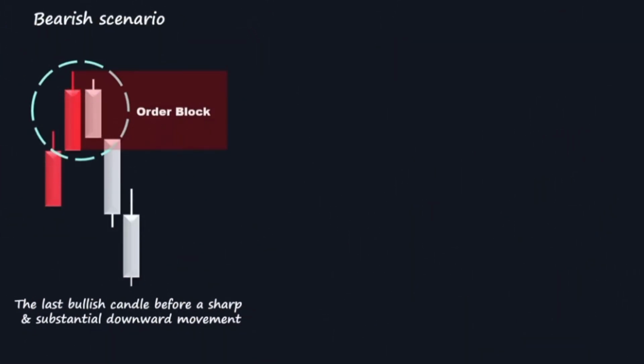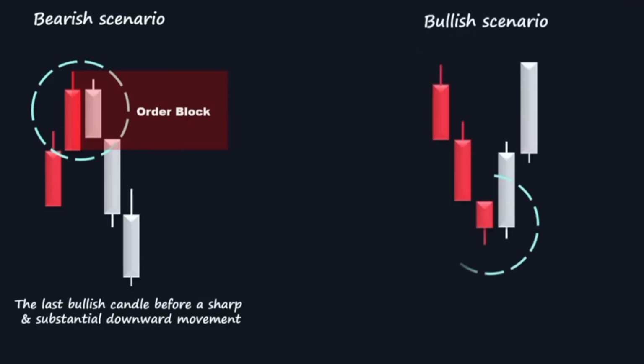Let's begin with the definition of an order block. In a bearish setup, an order block refers to the last bullish candle before a sharp downward move that produces a valid break of structure. In a bullish setup, it's the last bearish candle before a strong rally that creates a bullish break of structure.